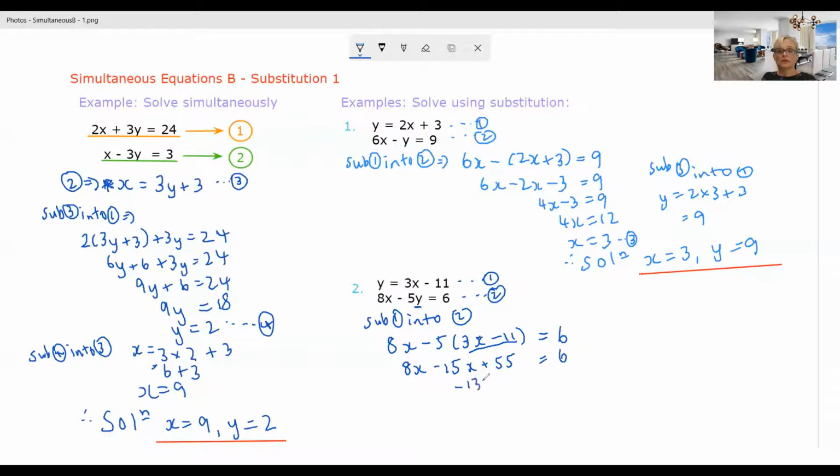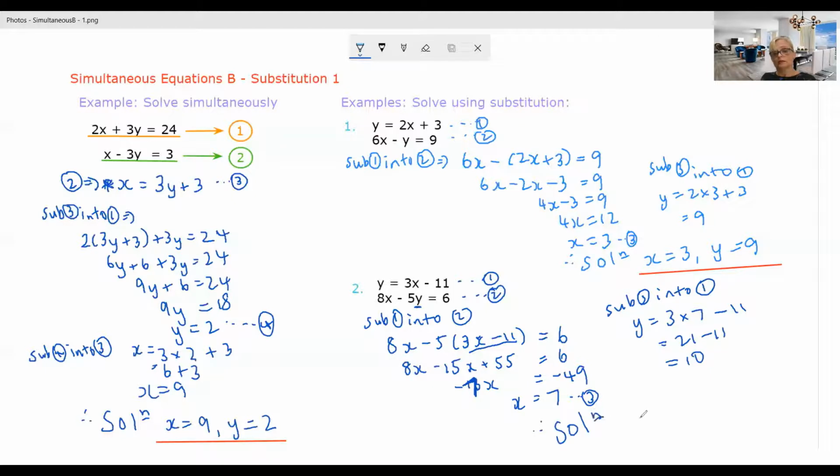So negative 13x is negative, not negative 13x, negative 7x, I should say. My goodness, is negative 49. So x is, of course, negative 49 divided by negative 7, which is 7. Okay. Call that equation 3. Sub that into our first equation again. So our y is our 3 times x minus 11, which is 21 minus 11, which is 10. So our solution is x equals 7, y equals 10.